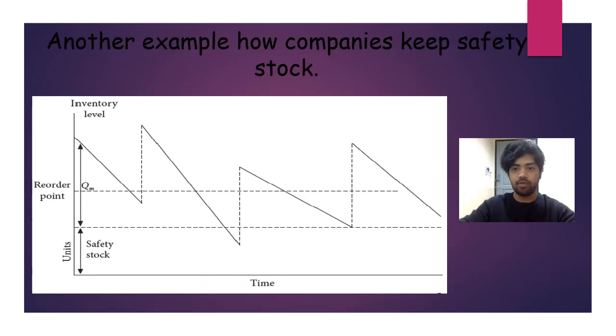Another example of how companies keep safety stock. In the previous example, we looked under the assumption that everything is fine and that there are no uncertainties. So if there are uncertainties, this is how companies behave. When the order sells out, here is the reorder point and below is the safety stock. Every company is not the same, but the idea is that they get to a particular point and think that they have to reorder again because it takes time for the goods to arrive.